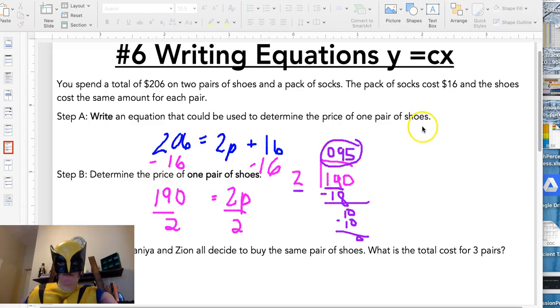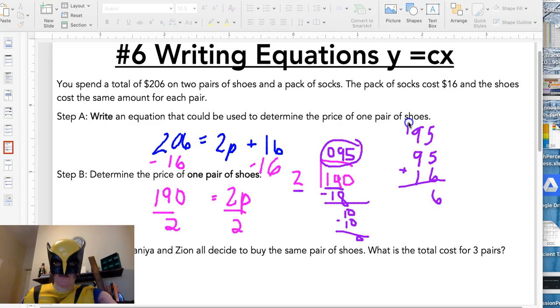And we can check to see if that makes sense. 95 plus 95, because I did buy 2 pairs of shoes, plus 16. Those are the 3 items that I bought. 2 pairs of shoes for the same price, and $16 for the socks. 5 and 5, it makes 10, plus 6 is 16. 1 and 9 is a 10, 1 and 9 is a 10. 2 tens together makes 20. So that makes $206. That is a really cool way that I can check my work.